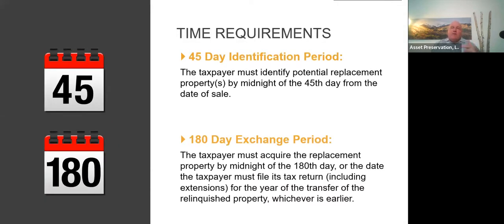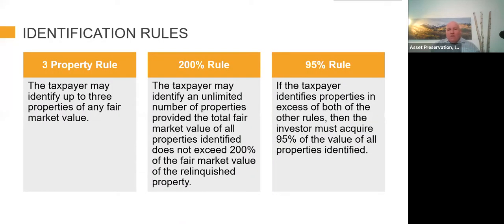Now, the next part would be, how do you identify property? You've got 3 different rules. The most popular rule is what's called the 3 property rule. So you can identify 3 properties of any fair market value. So if I sell for $1 million, I can identify one at $1 million, one at $2 million, one at $4 million, but I'm limited to 3.